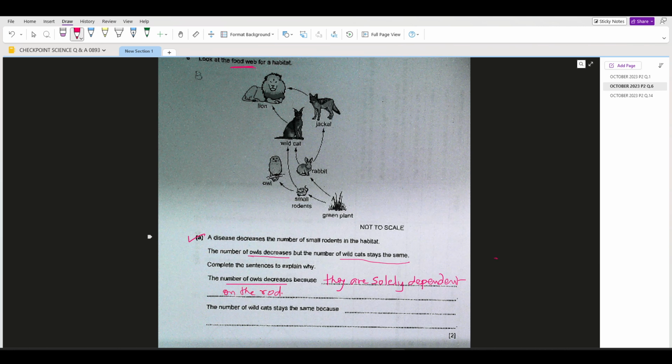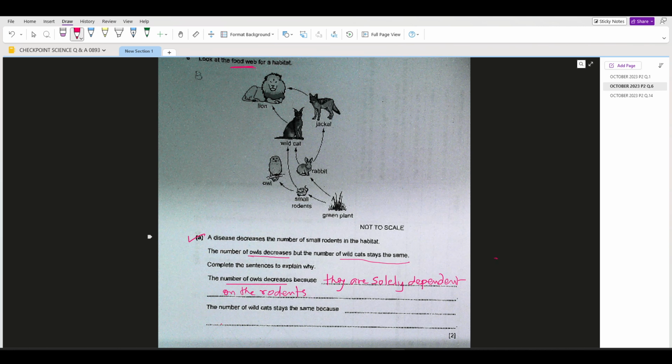When the number of rodents is decreasing, the owls don't have any other alternative. The owls are dependent only on rodents. They don't have any other food to eat. And that is why when the rodents are decreasing in number, the owls will also start decreasing in number.